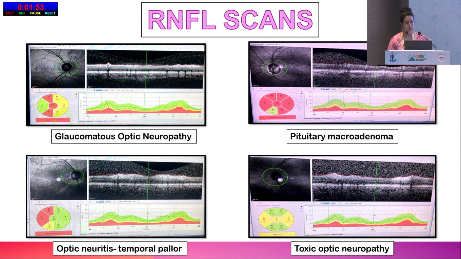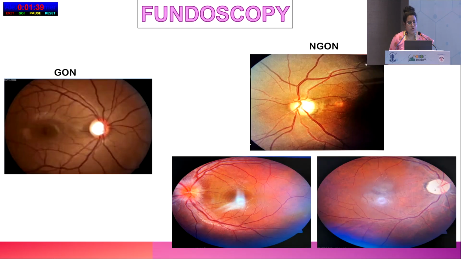Here we can see again, the first picture, the glaucomatous optic atrophy. We can see again inferior and superior quadrant thinning, whereas these are the different types of some of the NGON patients where we can see different areas of RNFL thinning depending on the cause.